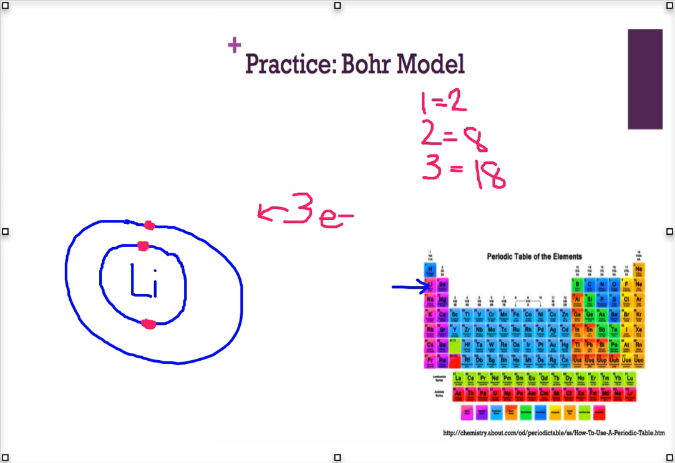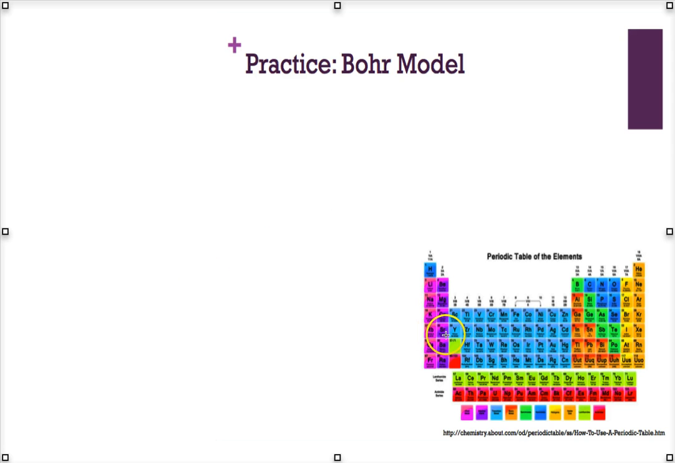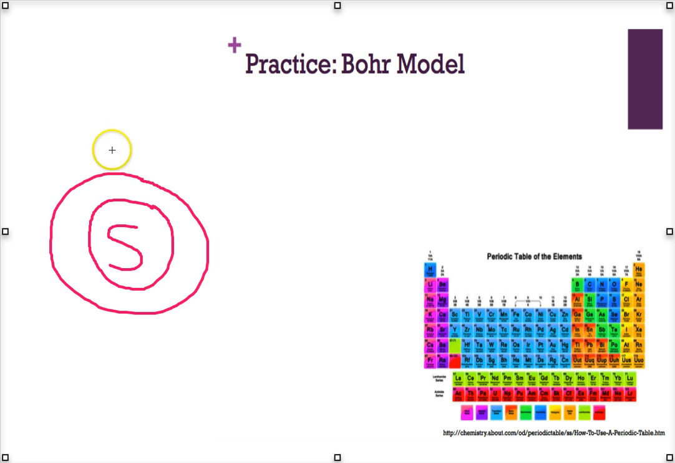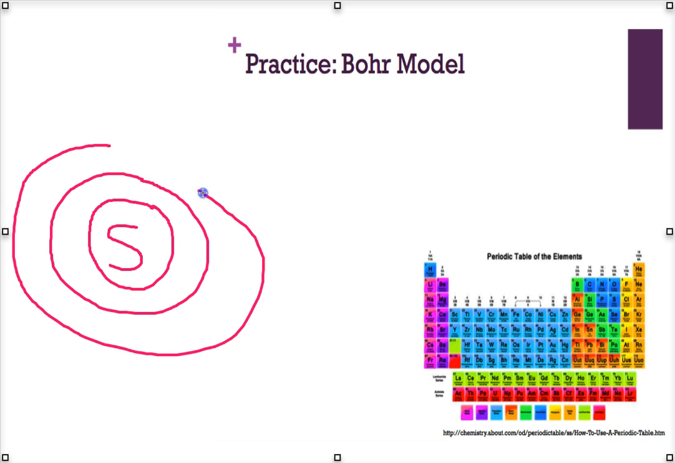All right, now let's try another one. Let's look at sulfur. And sulfur is in period, this is period 1, this is period 2, this is period 3, and here's sulfur. So we have 3 rings: 1, 2, 3.